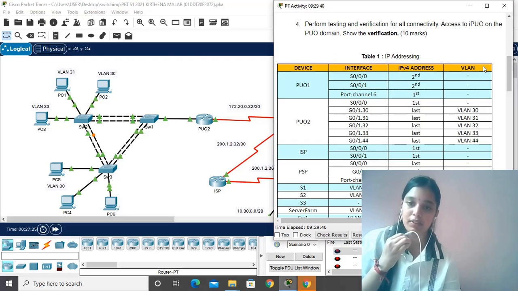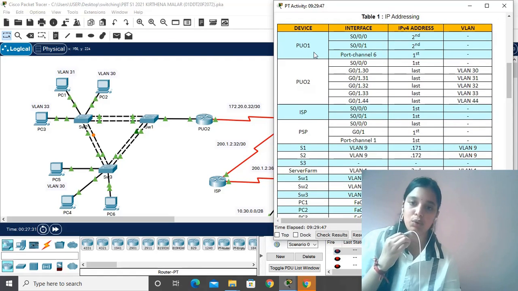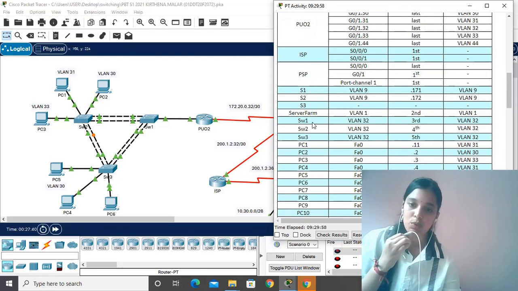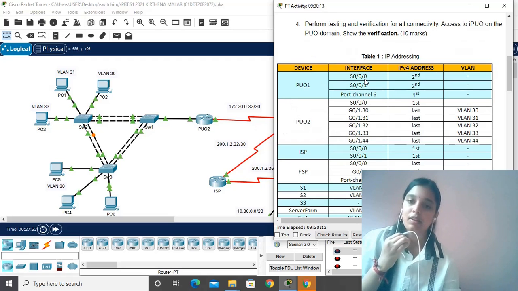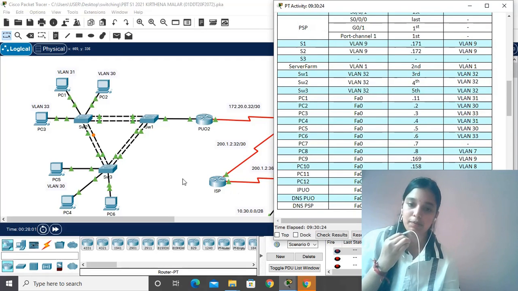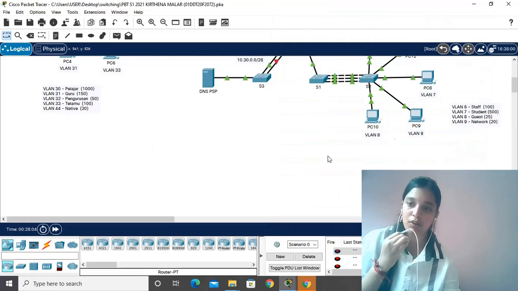There are 4 columns given: device, interface, IPv4 address and VLAN. The devices in the table are PO1, PO2, ISP, PSP, S1, S2 and S3, server farm, switch 1, switch 2 and switch 3, PC1 until PC12, and DNS PO and DNS PSP. So for interface, they have already given the IPv4 address and VLAN, VLAN 30 until 44. On the right hand side, VLAN 6 until 9 are given.